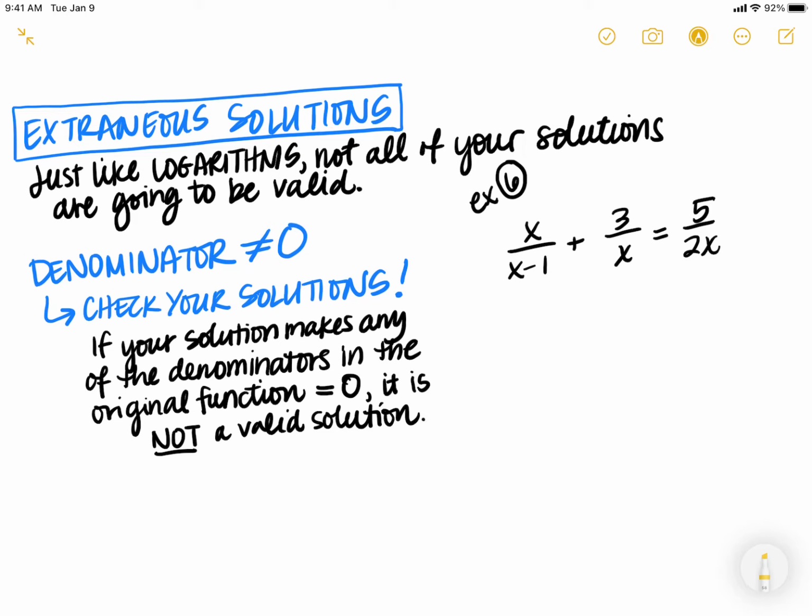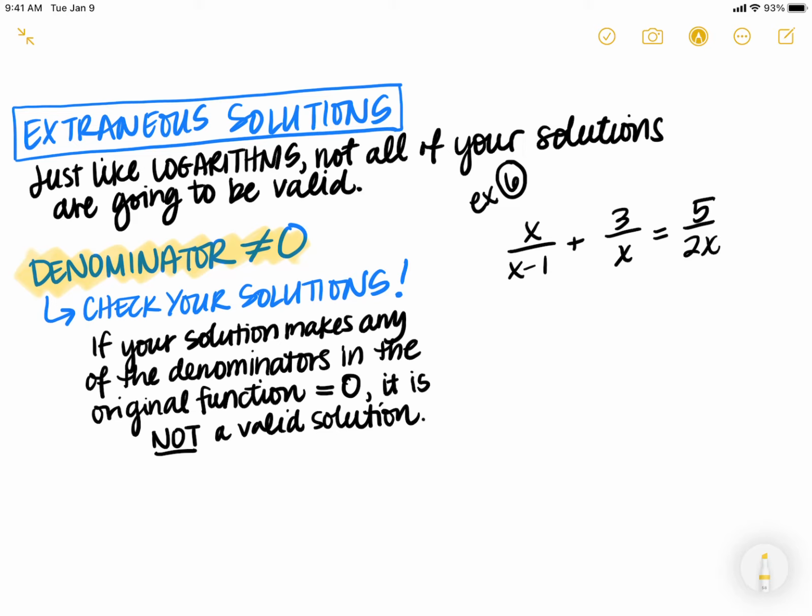So let's look at rational functions and think, why might something fail? Why might something not be allowed in a fraction? Well, there's only one thing that makes our fractions undefined, and that's a denominator that equals 0. We can't divide by 0. So just like logs, we had to make sure our logs weren't negative. Here in our fractions, we have to make sure our denominators are not 0.